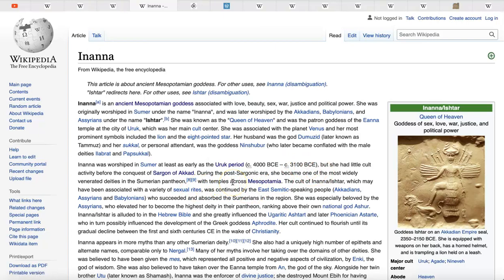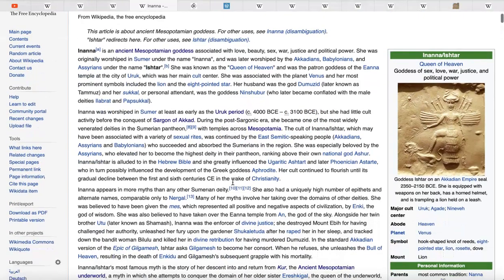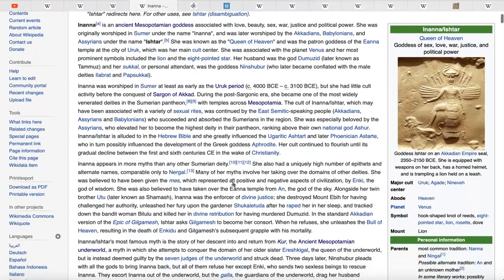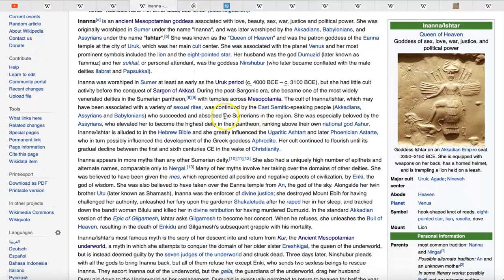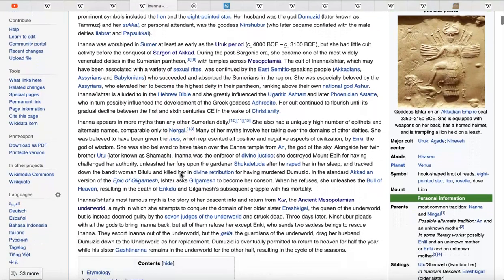During the post, oh yeah, this is a repeat. So they're recycling things here, there, and everywhere on Wikipedia. Now we have evidence of it. She was especially beloved by the Assyrians. Okay, great. So you can read through this on your own.